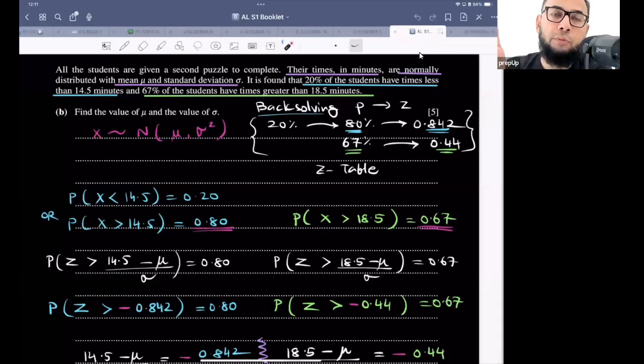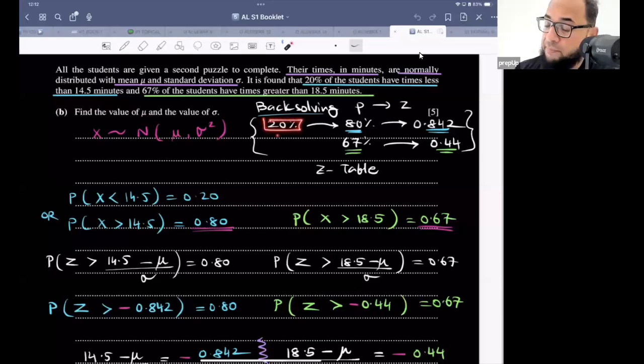So what do we do? We apply the rules of back solving. We form two equations with two unknowns and we solve them simultaneously. So a bit of arithmetic, a bit of simultaneous equations and algebra. And of course, it's about normal distribution. So X follows a normal distribution this much. Back solving using probability to find the Z value.